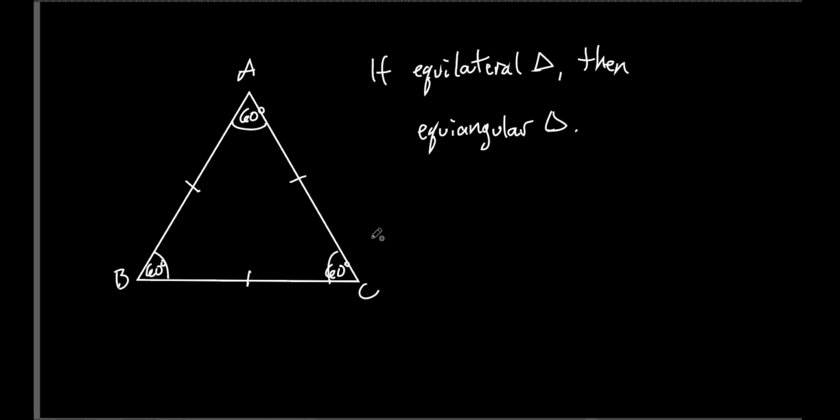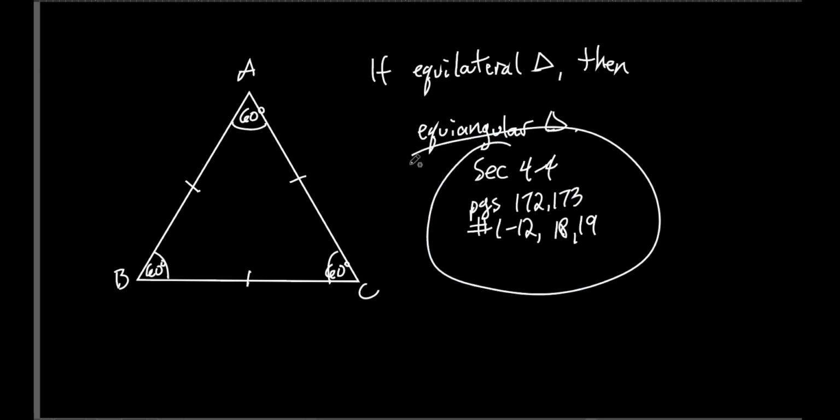Everybody good? Okay. That's it. I told you it wasn't going to be too long. So what is it? 1 to 12, 18, and 19. Section 4-4, pages 172, 173. It's right on that lesson plan thing that I gave you today.